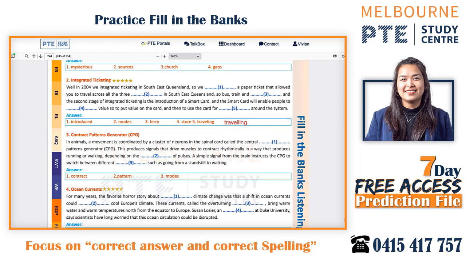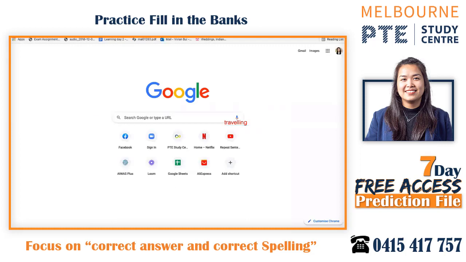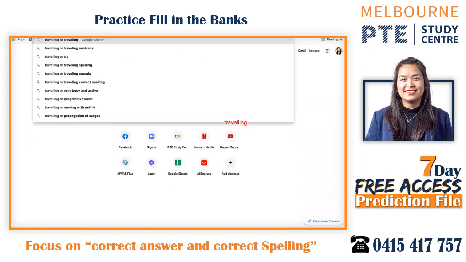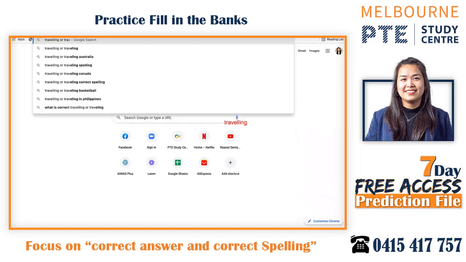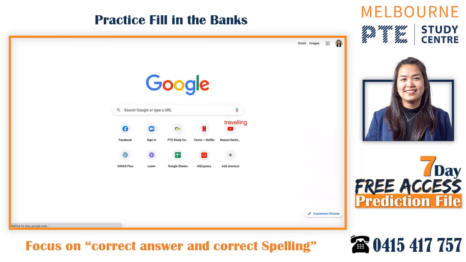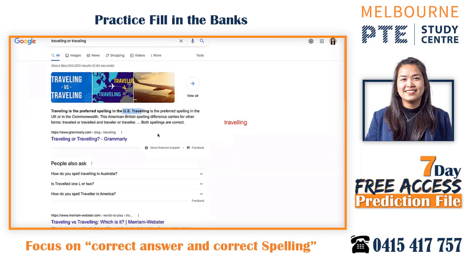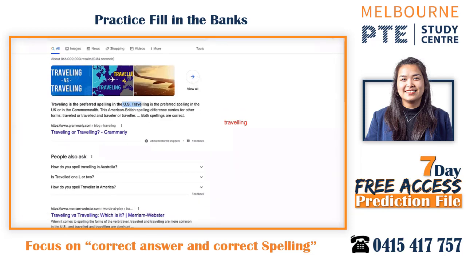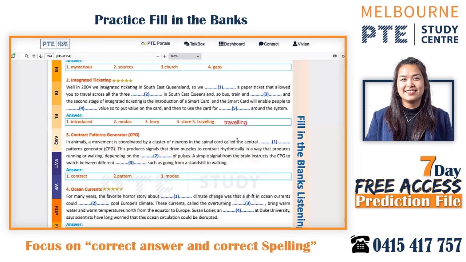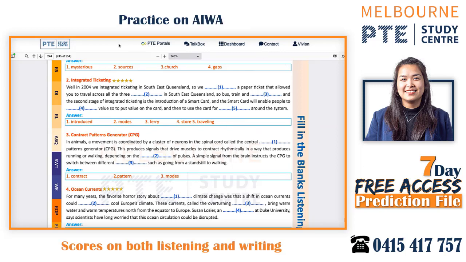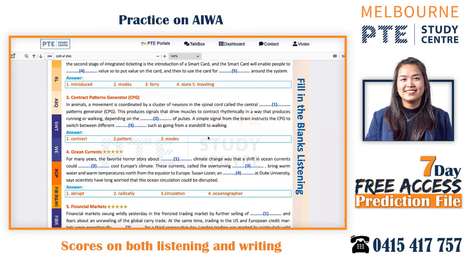Okay, so first of all, you need to find out which is traveling with one L and which is with two. They will explain to you which one is American and which one is the British spelling. Okay, so traveling with one L is the preferred spelling in the US, which is American spelling. And for double L, I would say British spelling. Okay, so it's up to you. Like I mentioned, you need to make sure which English you learn and which spelling you follow. Okay, right, so all you need to do is just go through it.